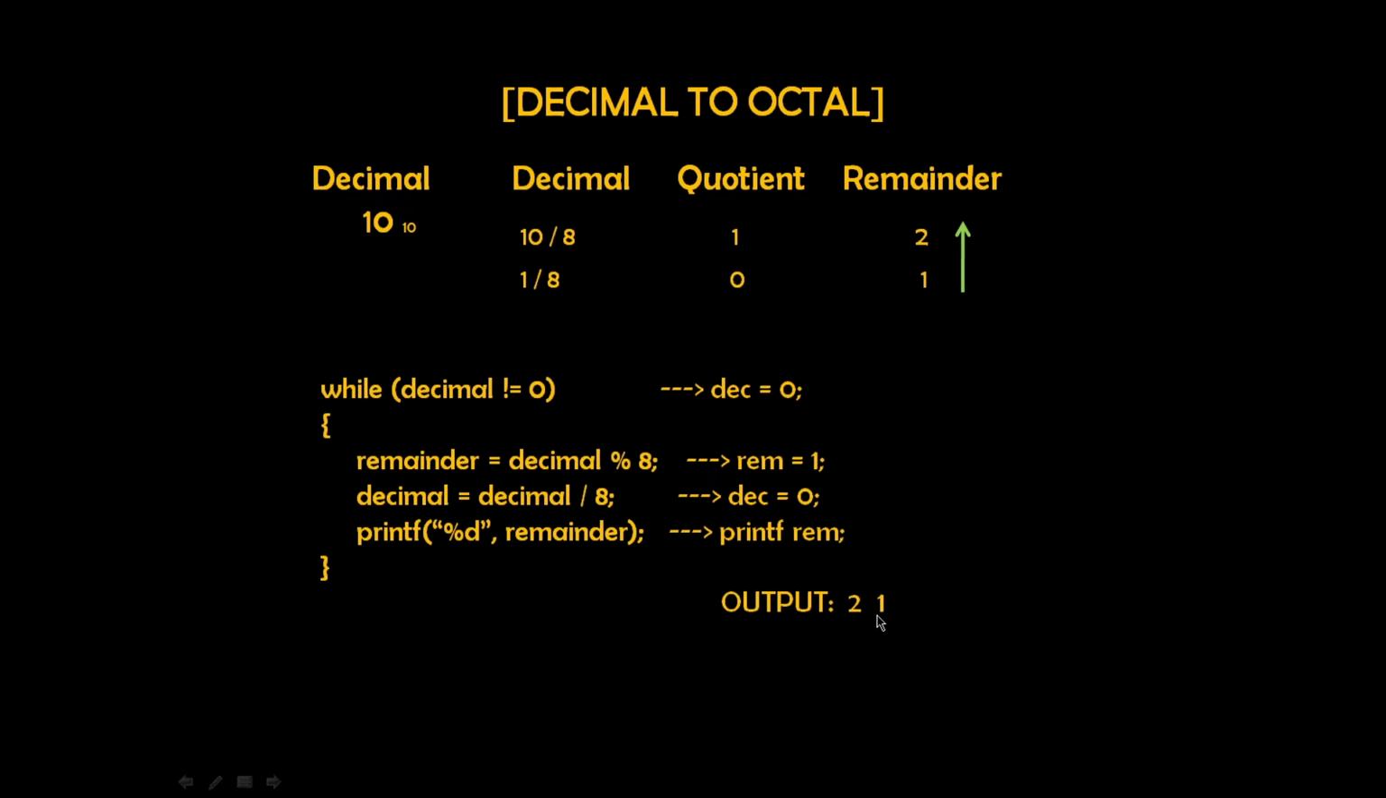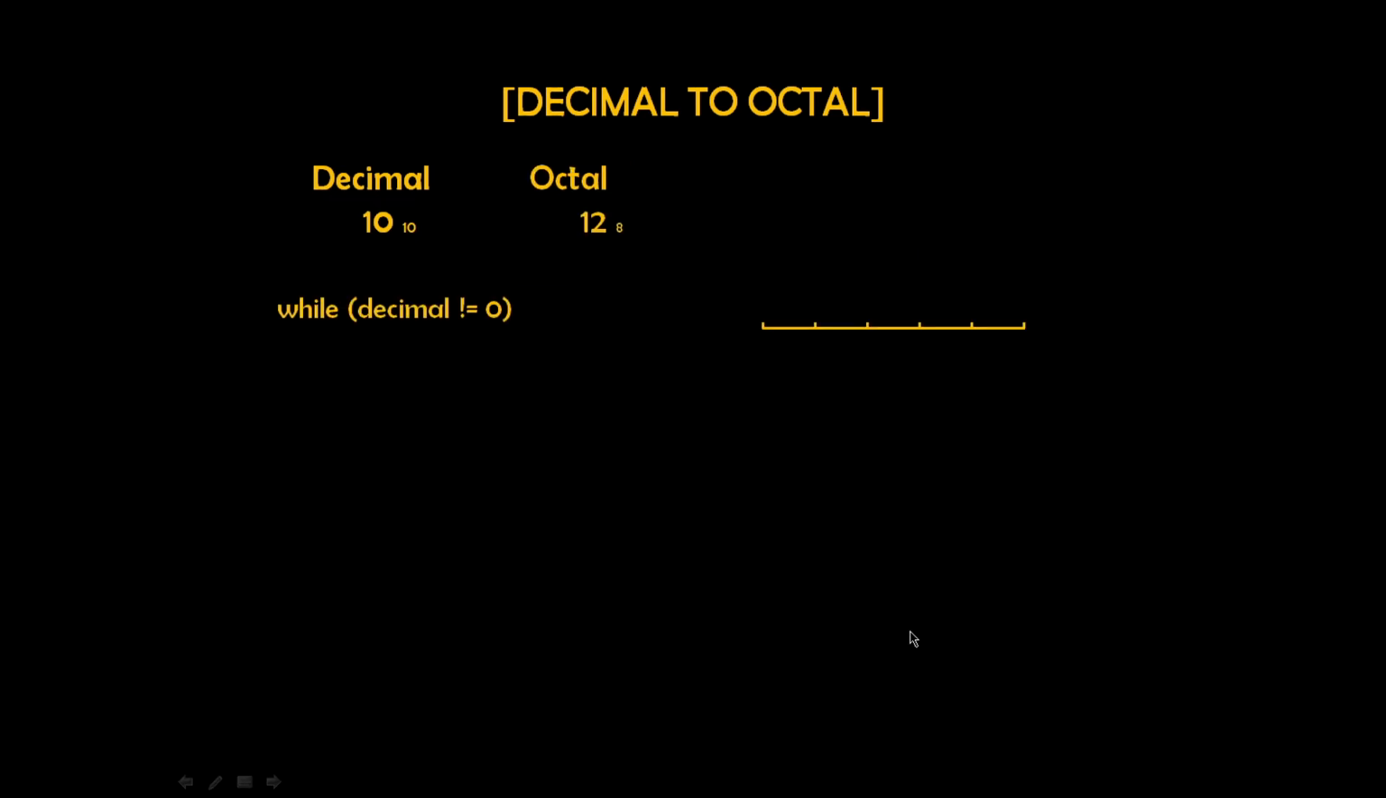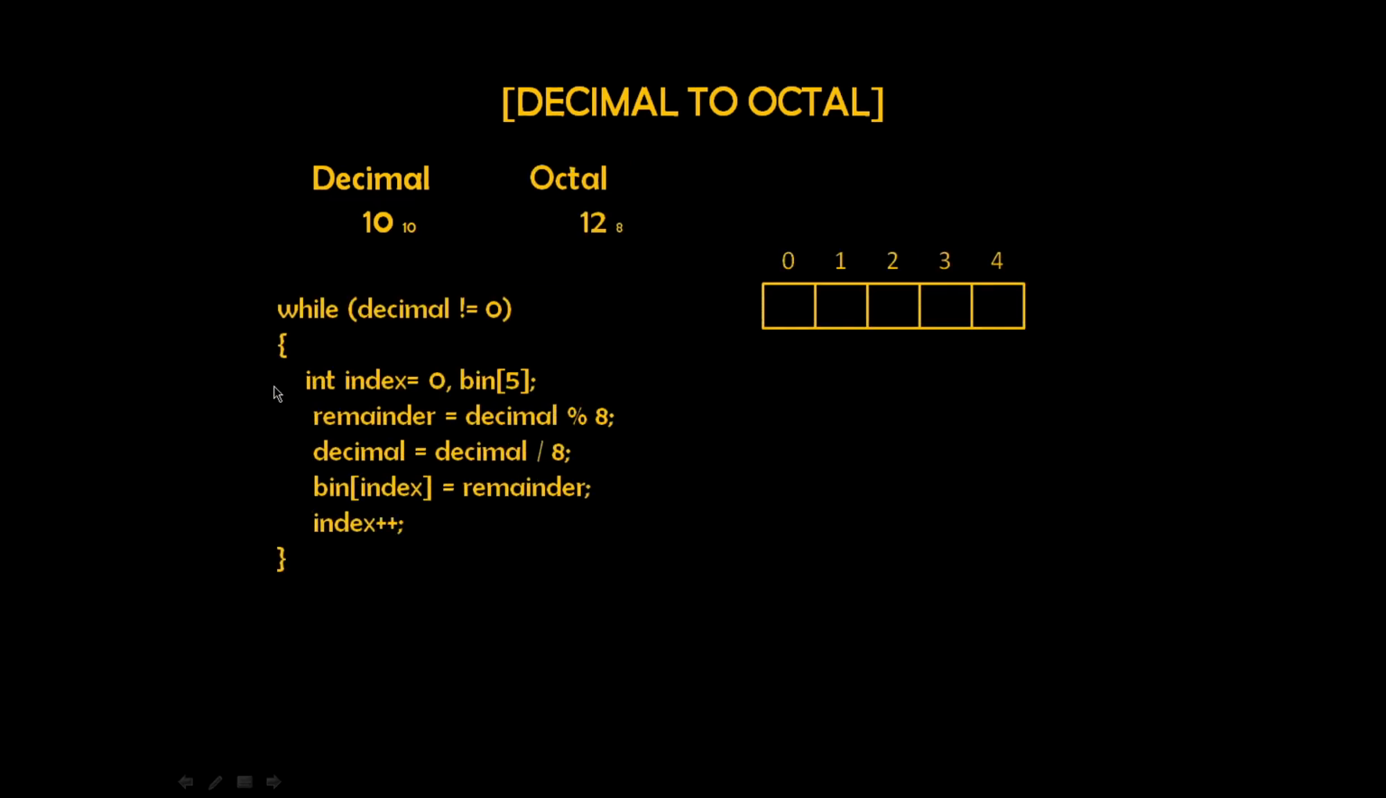As you can see, we have 2 and 1. So instead, we are making a program that reverses this output. So 2, 1 will be 1 and 2. Next, as you can see, we supplied our code from the previous one, and we make use of an array. And then we declare another variable, index, which is equal to 0. We're going to simulate this program.